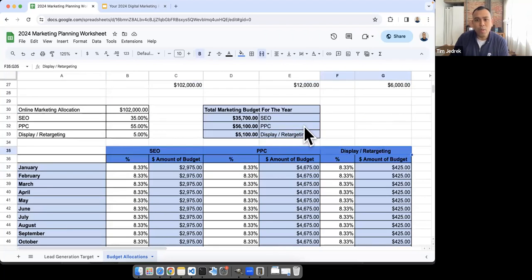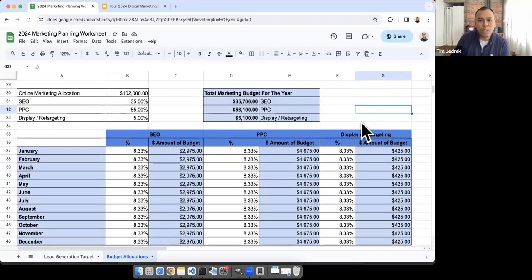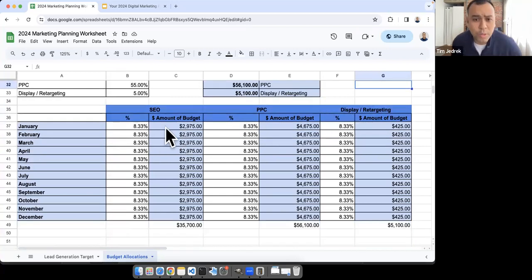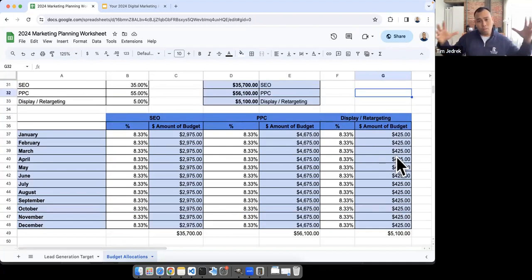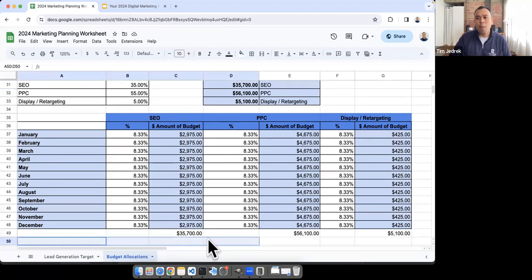So now we break it down by month. If our goal is $1 million, we're spending $100,000 on our marketing budget. How much of that do we need to spend per month? That's the next question. So for $1 million, you should be spending about $3,000 each month on SEO, about $4,600 on PPC, which is your Google ads, and then display and retargeting about $500 a month. So that's really the whole budget allocation spreadsheet that I want to share with you. I think it's a really powerful tool. It's available in the chat, so just copy it for yourself.